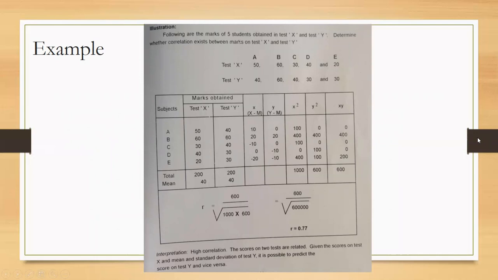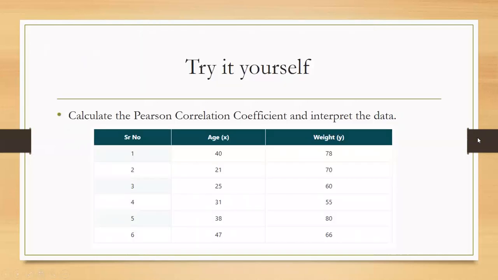This is one sum I want you to try by yourself. You need to calculate the correlation coefficient using Pearson's product moment for this question. The ages of 6 people and their weights are given here. I want you to calculate the correlation and say whether both are related or not. You can pause here, take a paper and a pen, and try to solve it.